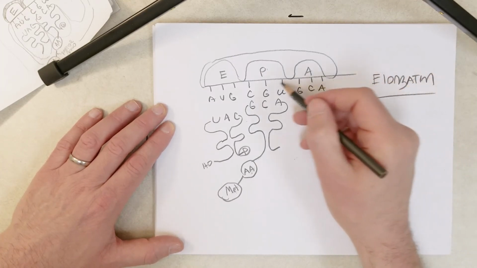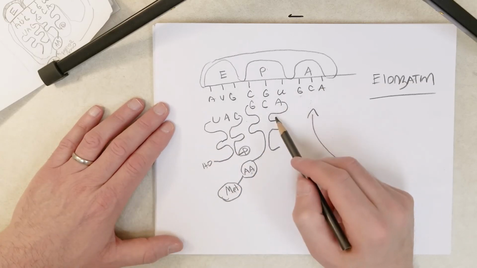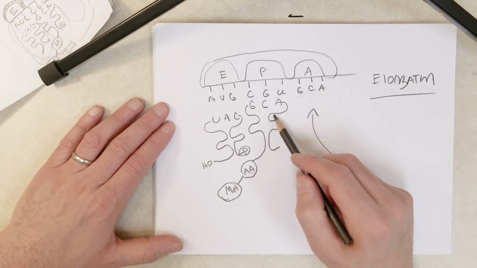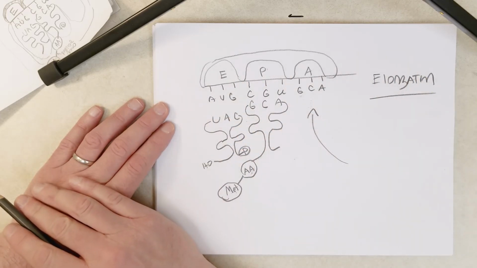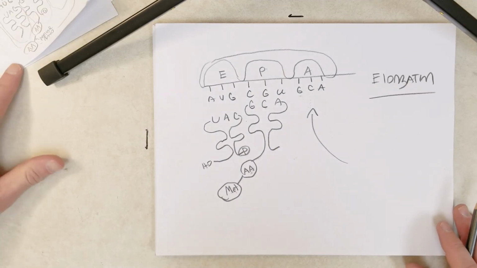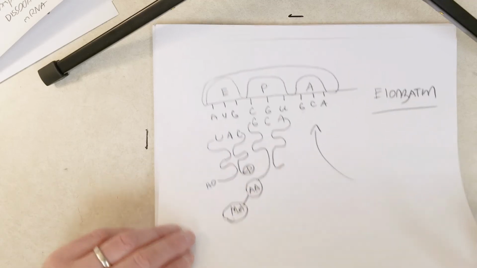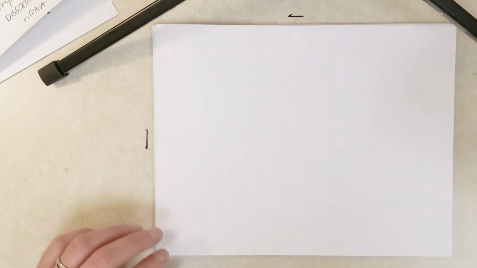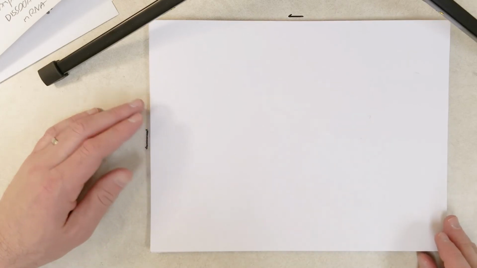And the messenger RNA is going through the ribosome 3 bases at a time. You could also picture it as the ribosome moving along the messenger RNA 3 bases at a time. Envisioning the process either way is fine. Okay, so that's going to happen over and over and over again until a stop codon is encountered.